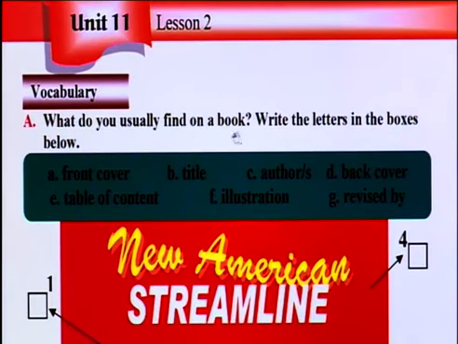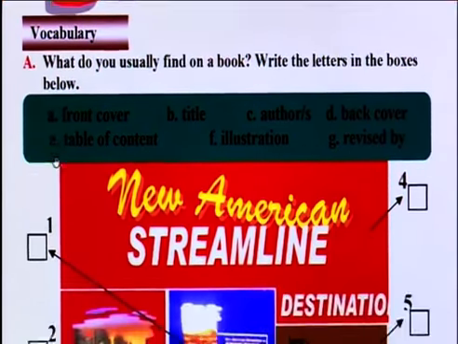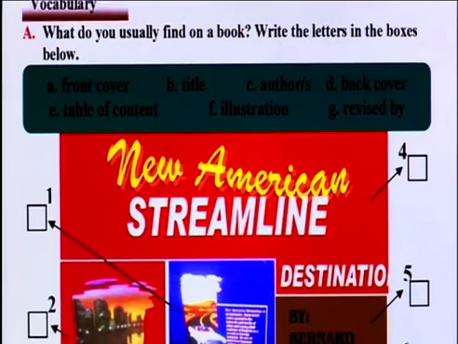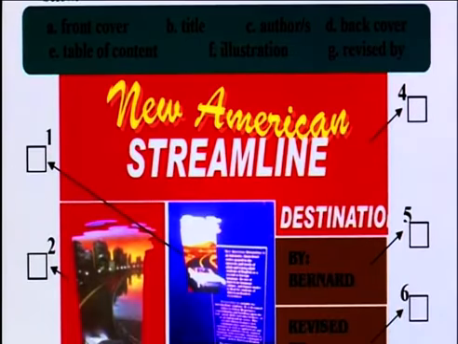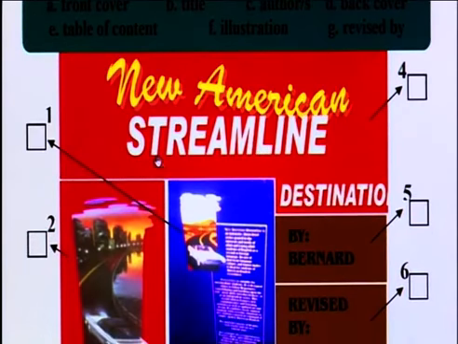What do you usually find on a book? What things do you usually find in a book? Write the letters in the boxes below. The different parts of a book are named here, and you should match them with the pictures and their related parts. For example, A. Front cover. Which one is the front cover? Front cover means the first page of the book, the page at the front.